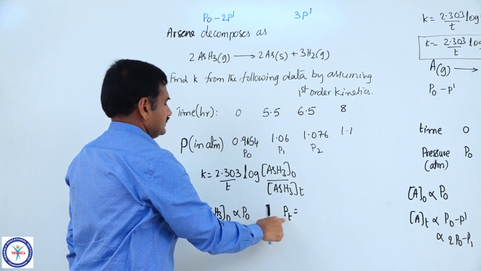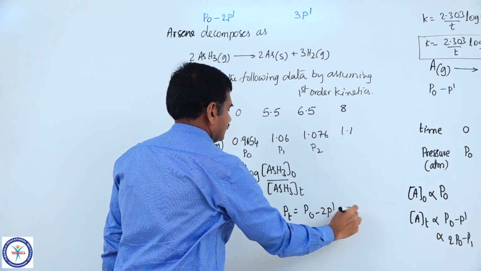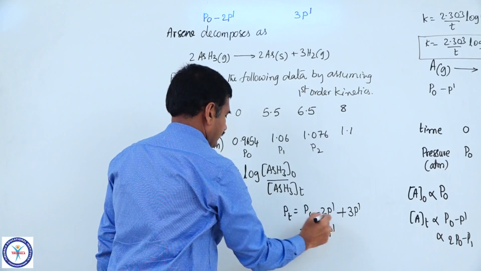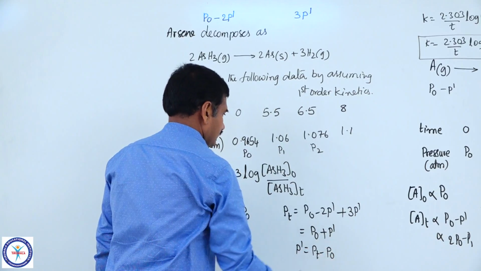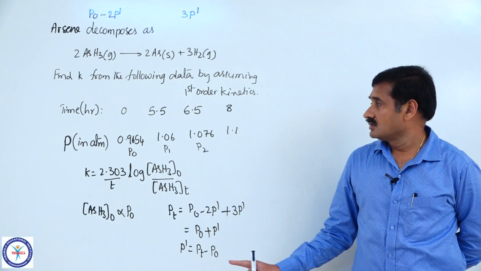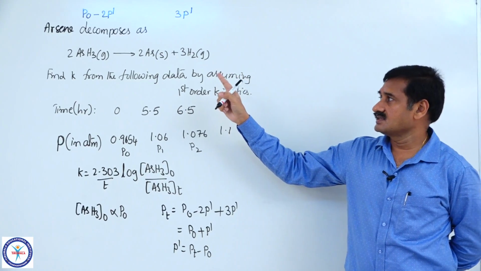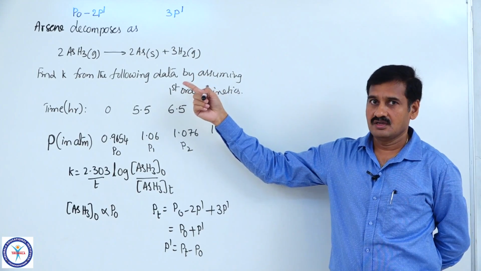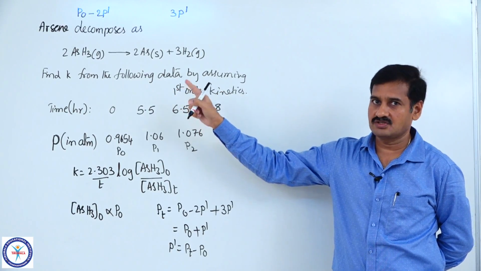Therefore, Pt must be taken as P naught minus 2p dash plus 3p dash. How much is it? P naught plus p dash, but p dash is equal to Pt minus p naught. So, if p dash is equal to Pt minus p naught, our requirement is the P naught minus 2p dash value, because concentration left is directly proportional to P naught minus 2p dash. Initial concentration is proportional to P naught, concentration left in time t is P naught minus 2p dash.